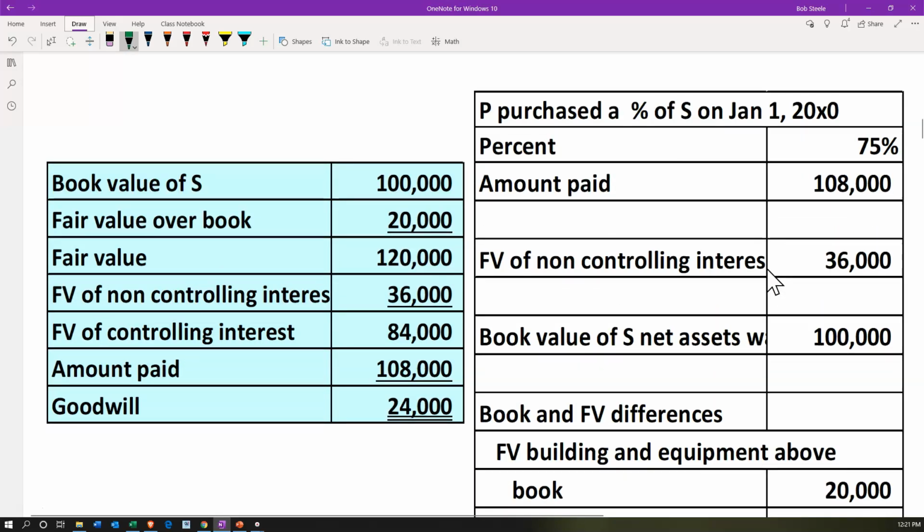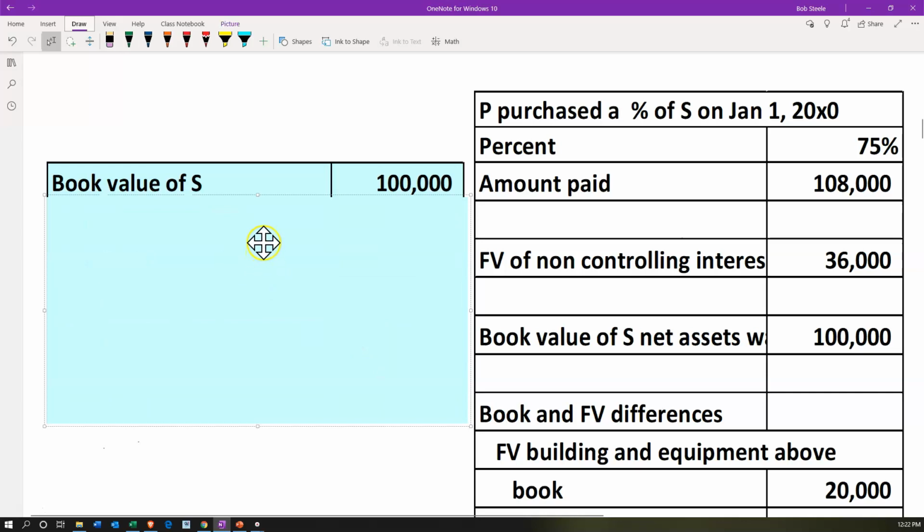Okay, so let's get down to the calculation of the goodwill. Let's go over the calculation of goodwill. We've added a little reveal strip here to make it a little more exciting. We're going to say the book value of S is going to be the $100,000. We're going to get that from our data, the book value of S being here.